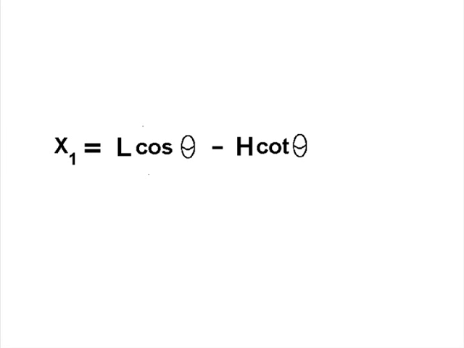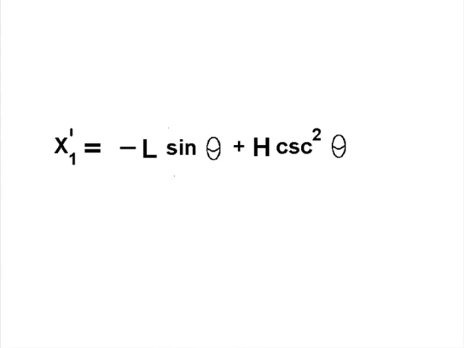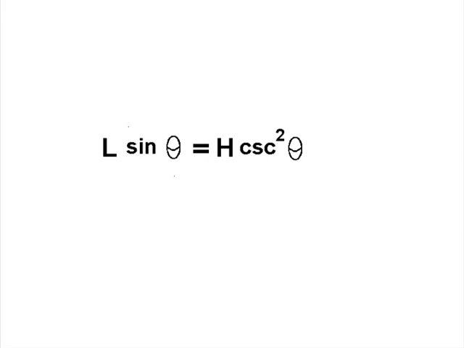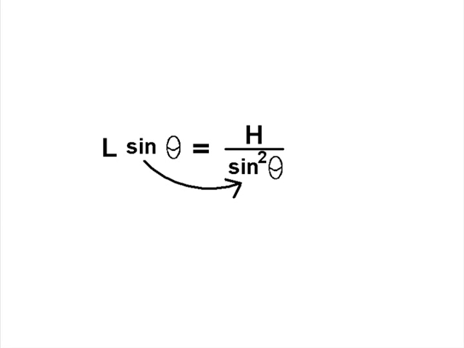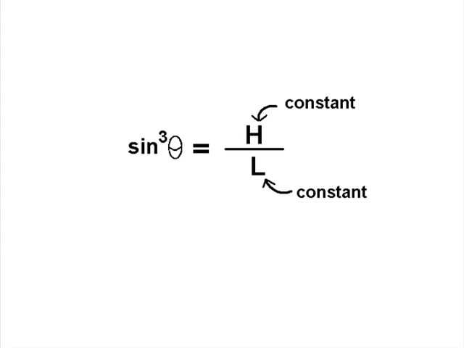If we derive X1 and analyze the derivative, we can find its relative maximum. X1 prime is equal to negative L sine theta plus H times cosecant squared theta. If we set this equal to 0 and rearrange, we get L sine theta equals H cosecant squared theta. Since cosecant equals 1 over sine theta, we can exchange the cosecant squared for 1 over sine squared theta, then divide the right side by sine, giving us L equals H over sine cubed theta. If we switch sine cubed theta with L, we get sine cubed theta equals H over L.